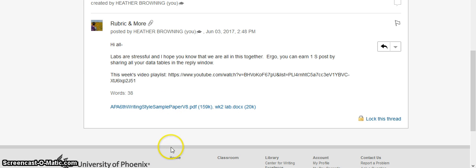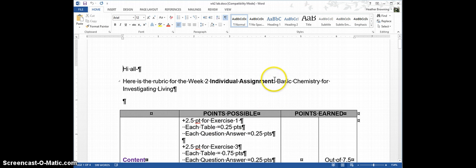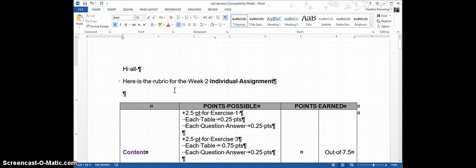Okay, let me pause this and pull up that rubric. Oh, does it still have the same old name? Seriously. Let's just delete that. I will update that.